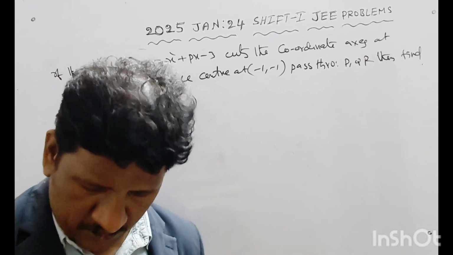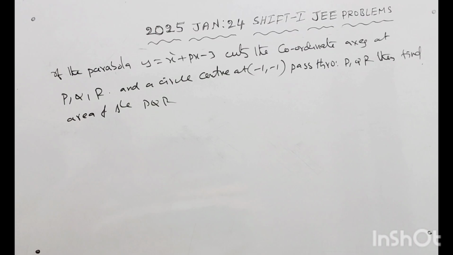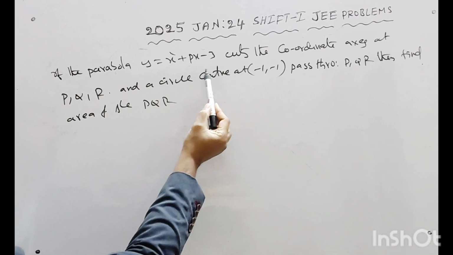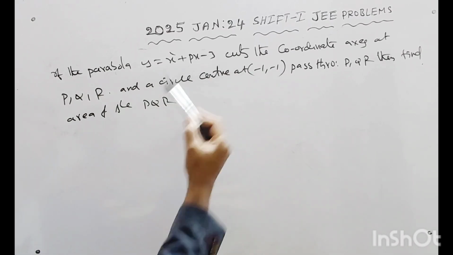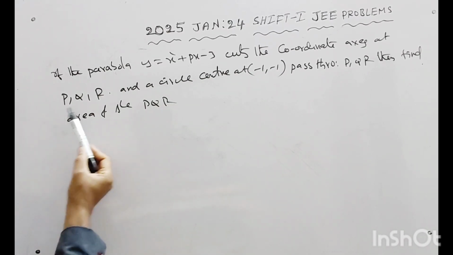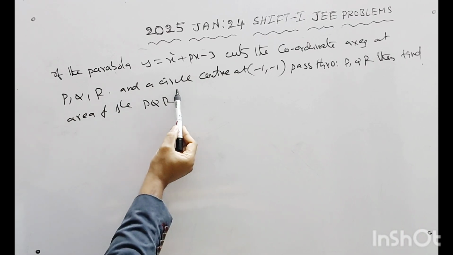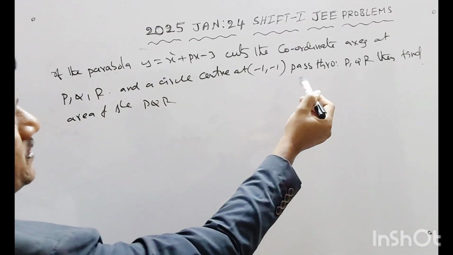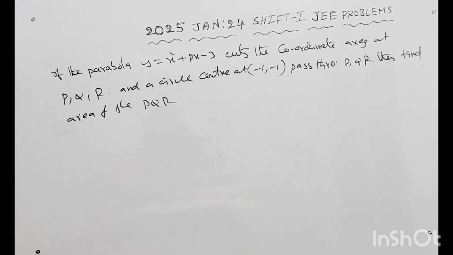Yes, students, this is a question from the parabola chapter, conic sections. Here one parabola equation is given, and this parabola cuts the coordinate axes at 3 points P, Q, R. One circle is given with center -1 comma -1, and that circle passes through the 3 points P, Q, R.